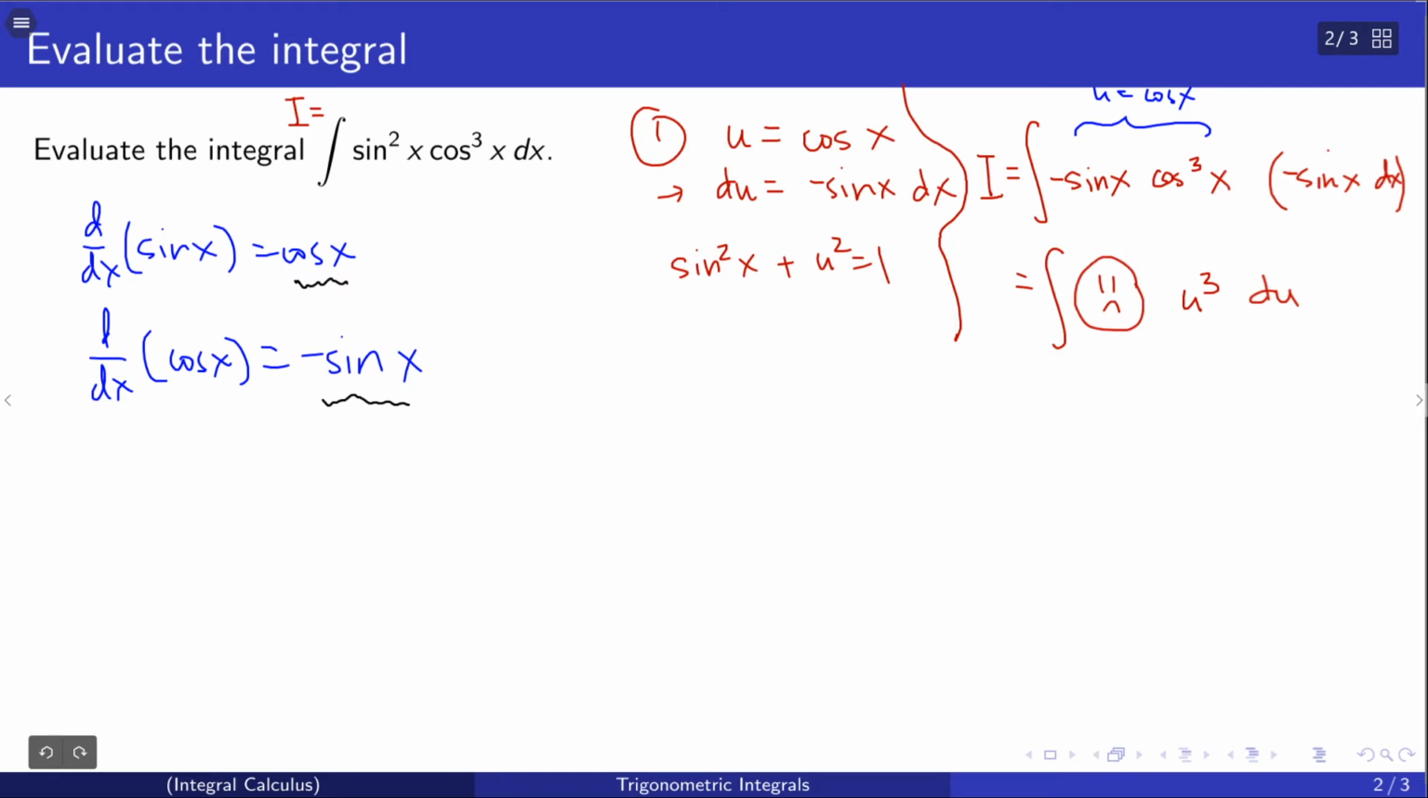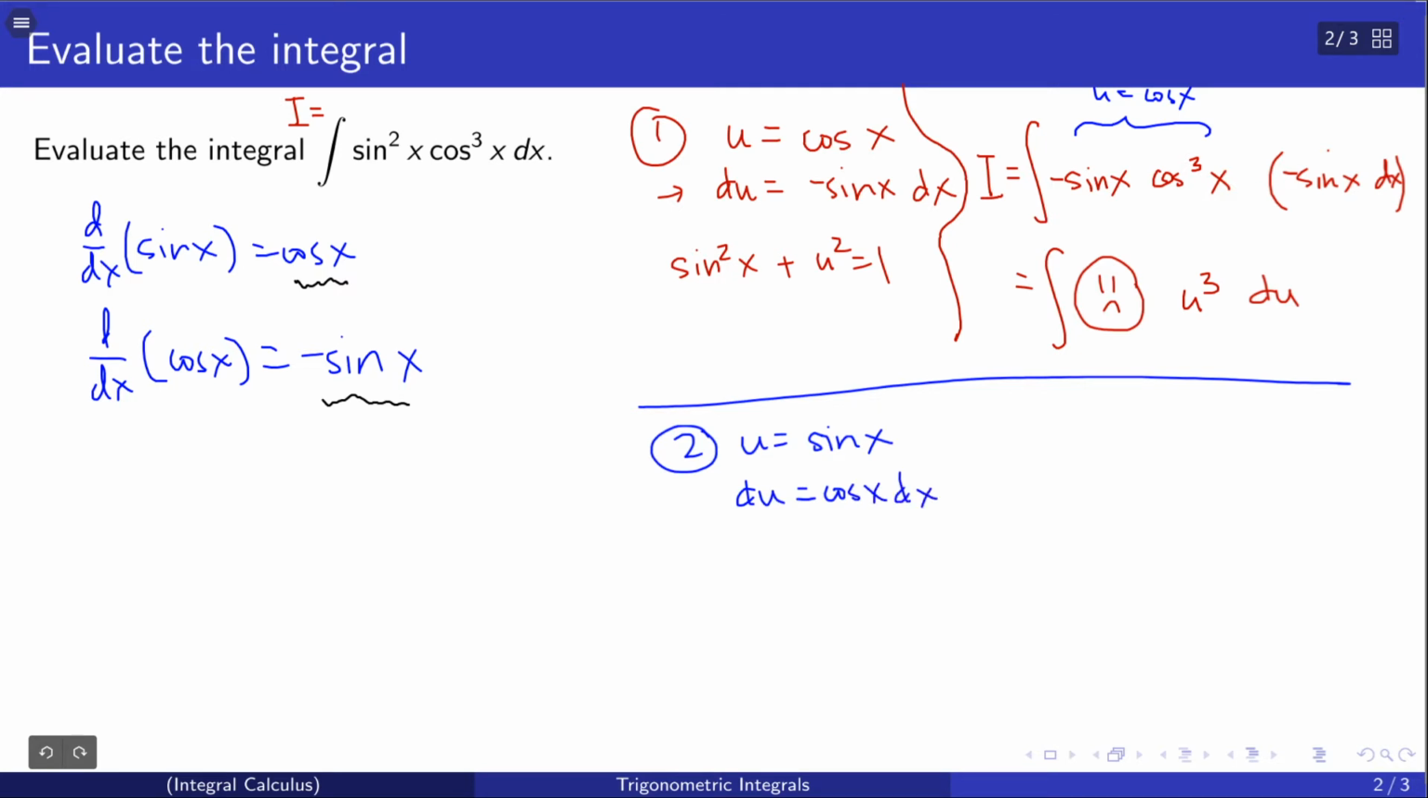And as you'll see, when I perform the other type of substitution, u equals sine x, this will actually work better. du equals cosine x dx here, and my integral is equal to, okay, what do I have to do here? I have to isolate a cosine term, stick it together with my dx, and what I'll have left is sine squared x cosine squared x.